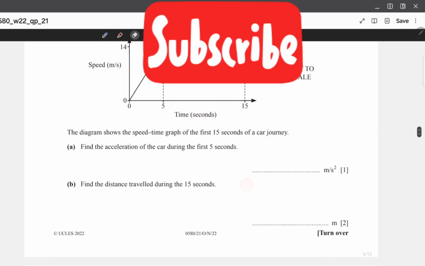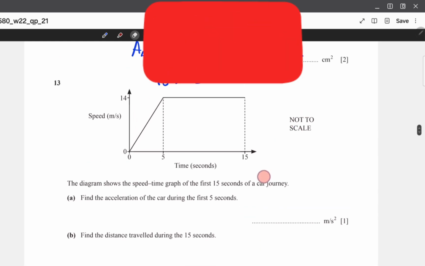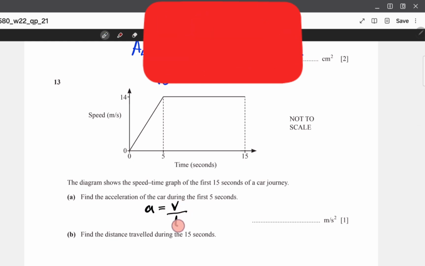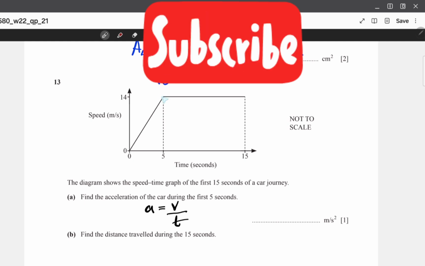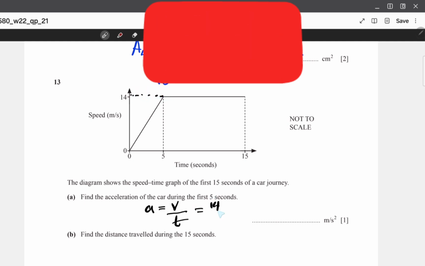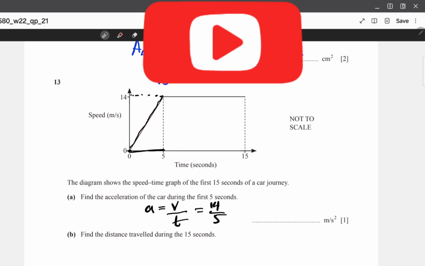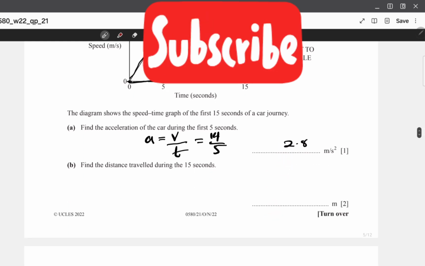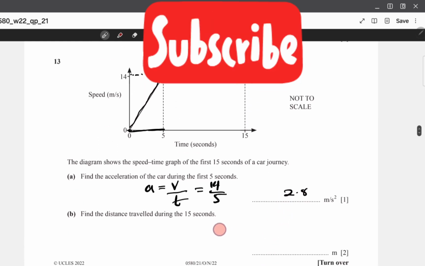So solving number 13, we are asked to find the acceleration of a car during this journey. To find the acceleration of a car, you just say acceleration, knowing that acceleration is what? Velocity over what? Time. So our velocity here is what? 14. So that will be 14 over the time, the first time of this acceleration, because acceleration is here. The first time is what? 5 seconds. So 14 divided by 5 will give me 2.8 meters per second square. That's our answer.